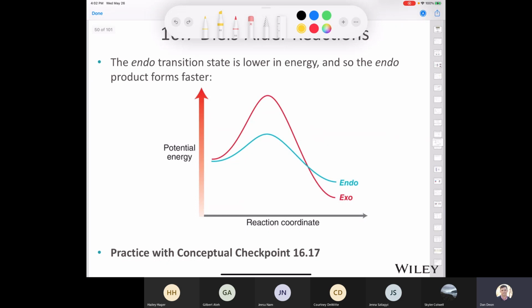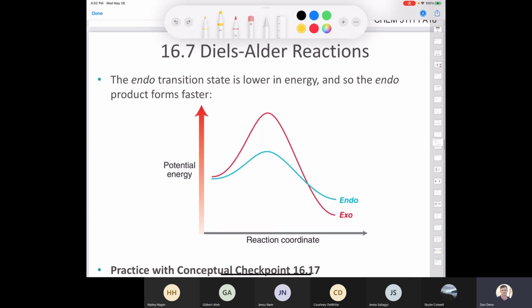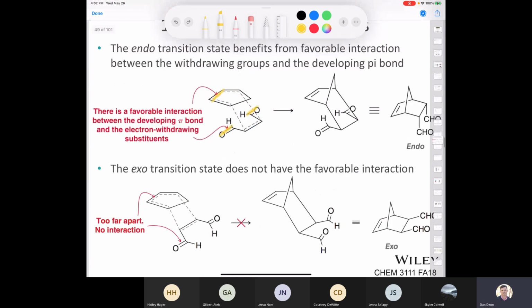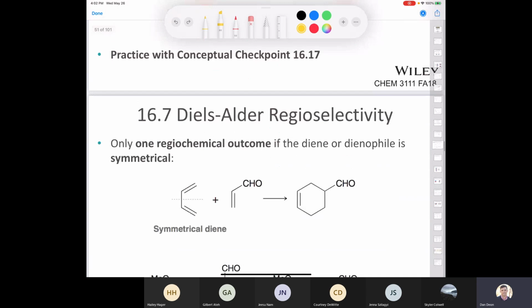So the endo transition state is lower in energy, and so the endo product forms faster, even though it is a little higher in energy. The product is, right? Why would the product be higher in energy? It's because, like I said, these groups are closer to the bigger bridge, whereas here they're closer to the smaller bridge. So the exo product is actually more stable, but again, it doesn't have this favorable interaction in the transition state.